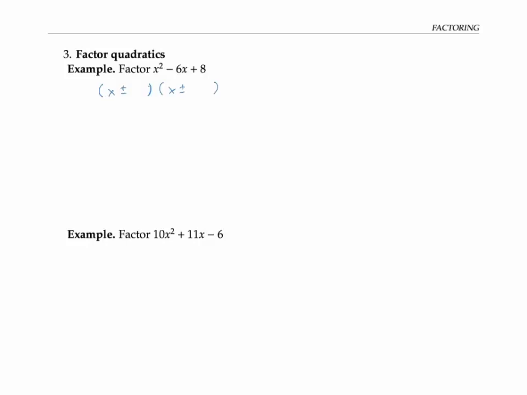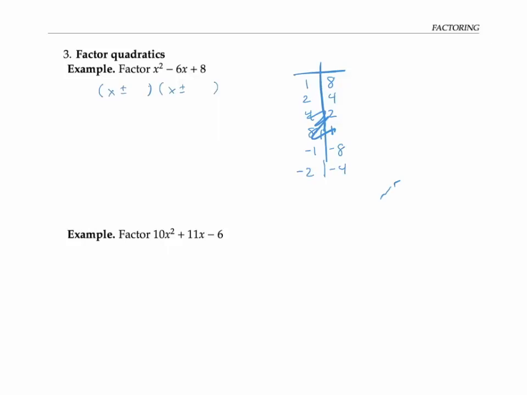So if I look at all the pairs of numbers that multiply together to give me 8, that could be 1 and 8, 2 and 4, 4 and 2, but that's really the same thing as I had before. I shouldn't forget the negatives. I could have negative 1, negative 8, or I could have negative 2, negative 4. Those also multiply together to give me 8.